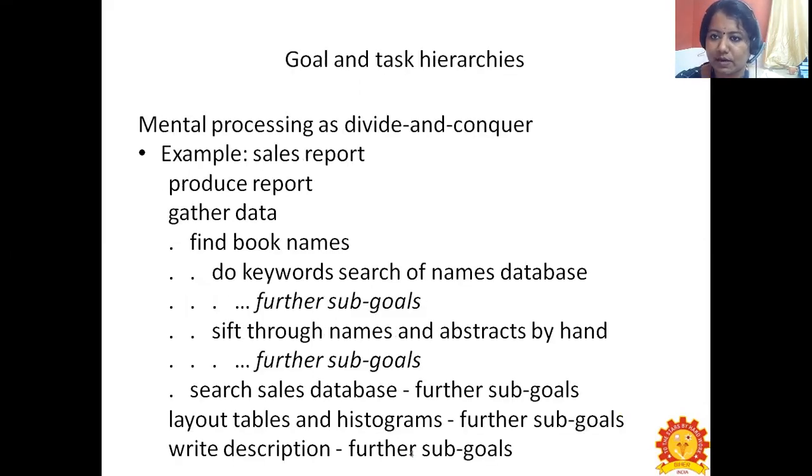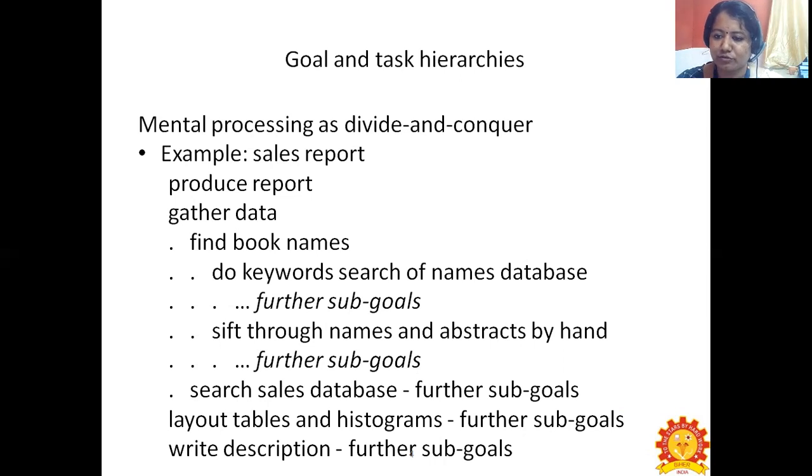Next we are going to see the goal and the task hierarchies, which come under the cognitive models. Here the mental processing serves as a divide and conquer method. The example we are going to use here is the sales report. For the sales report, we will be producing the report, and we will be gathering the information. After gathering, we are going to find the book names. Under the book names, we will be having keywords, and we will be searching for the names in the database. For further subgoals, we will be doing so on for searching the database names.